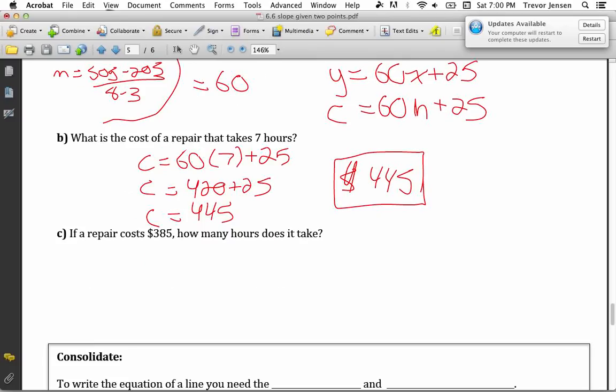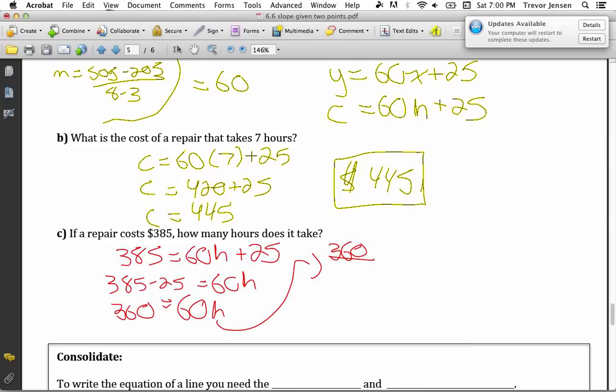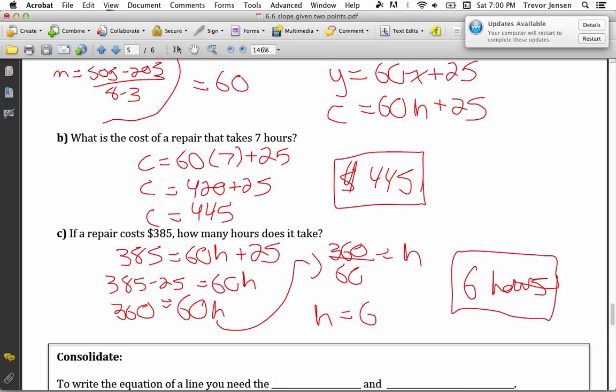If the repair costs $385, how many hours does it take? So plug in $385 for the cost and solve for the number of hours. 60 times hours plus 25. Subtract the 25 to the other side. If I subtract that, I'll get 360 equals 60h. I'll continue over here. I'm going to divide that 60 to the other side to isolate the h. I figure out 360 divided by 60 gives me 6. So it would take 6 hours. So it would cost $385 for a 6-hour repair.